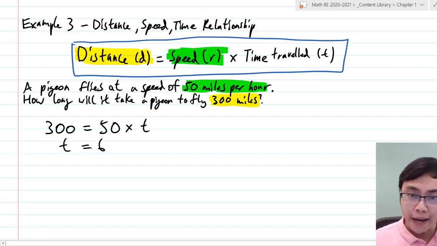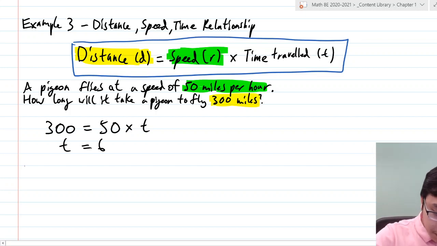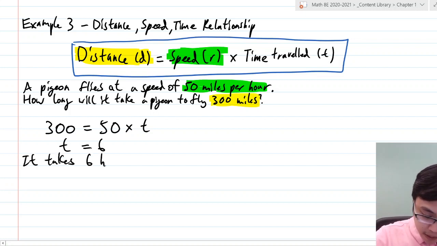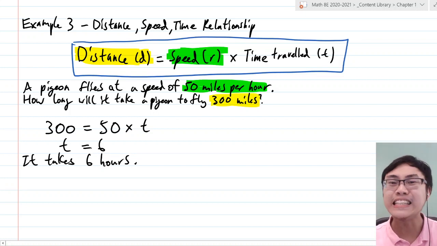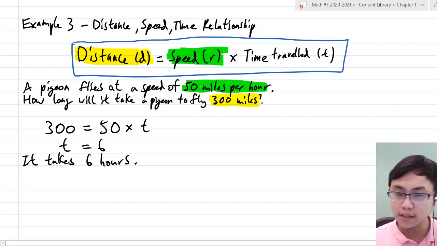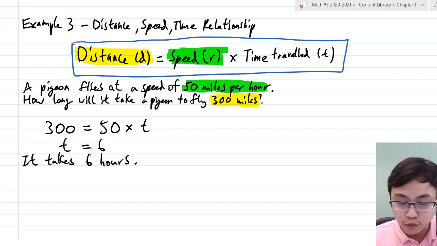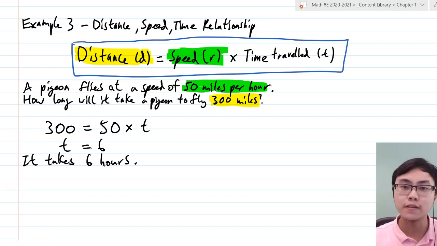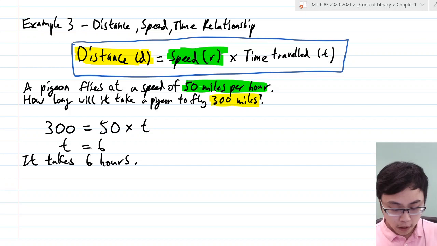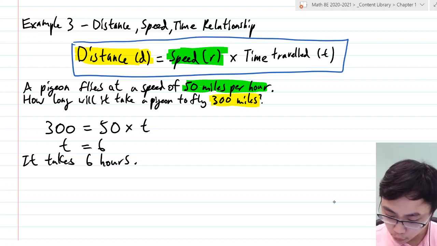And then you answer the question. How long would it take a pigeon to fly 300 miles? It takes 6 hours. Okay, that's the least I'm looking for. You can complete the sentence in full. It takes 6 hours for the pigeon to fly 300 miles. That's okay as well.